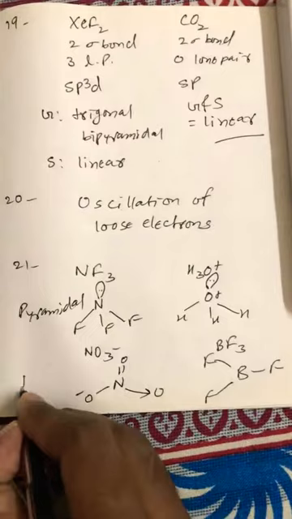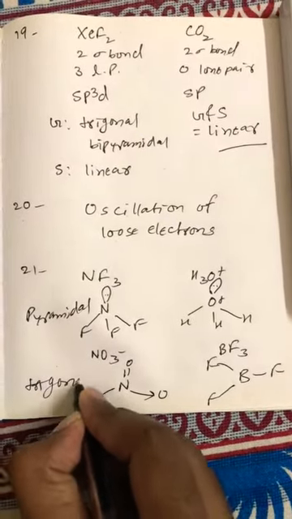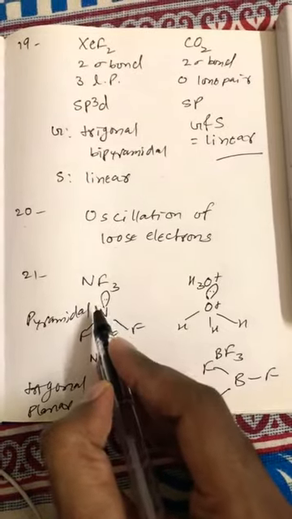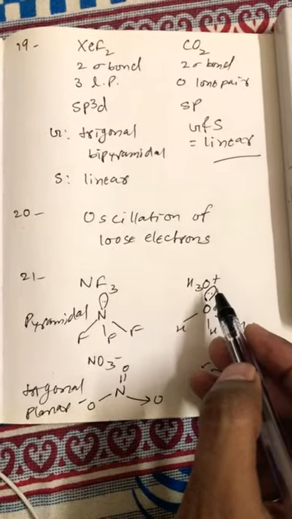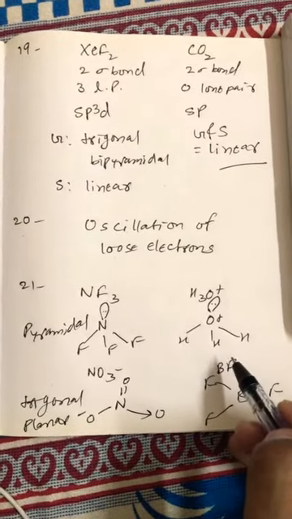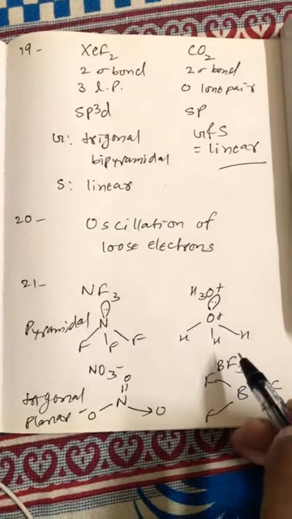Both of them are trigonal planar. So NF3 and H3O+ are isostructural. Similarly, NO3- and BF3 are also isostructural.